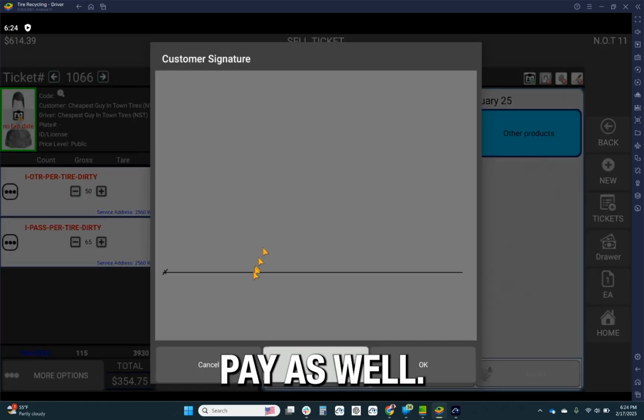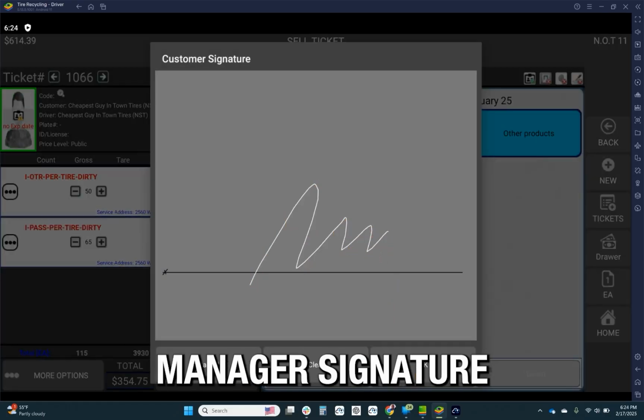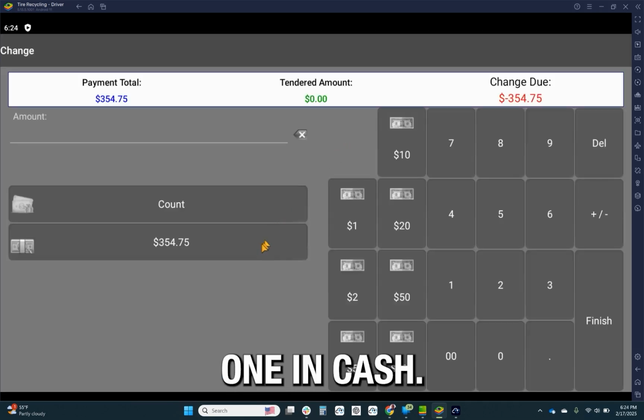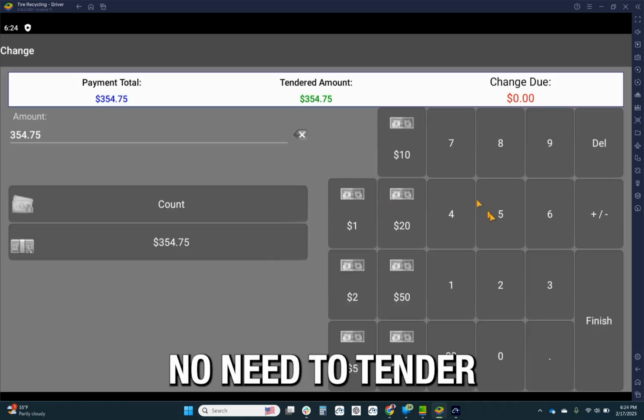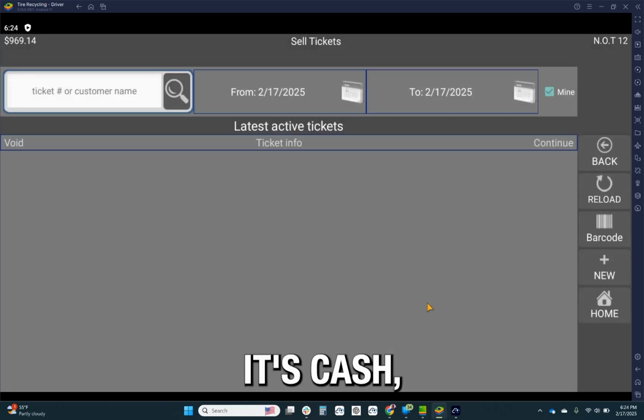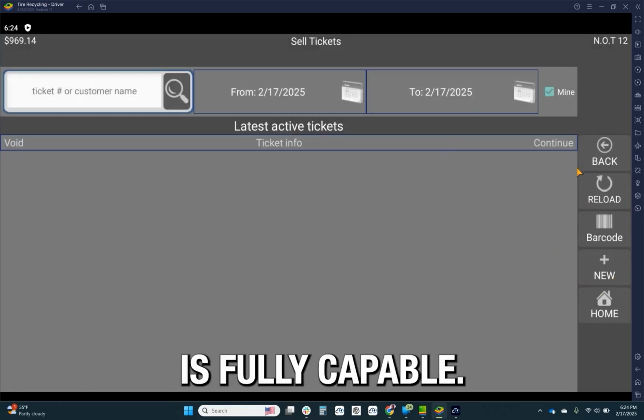Now I could do a split pay as well. Again, we want that store manager signature for our manifest, and we're going to do this one in cash. They handed me exact cash, so there's no need to tender any change, and I'm going to finish. So whether it's cash, whether it's check, the system is fully capable.